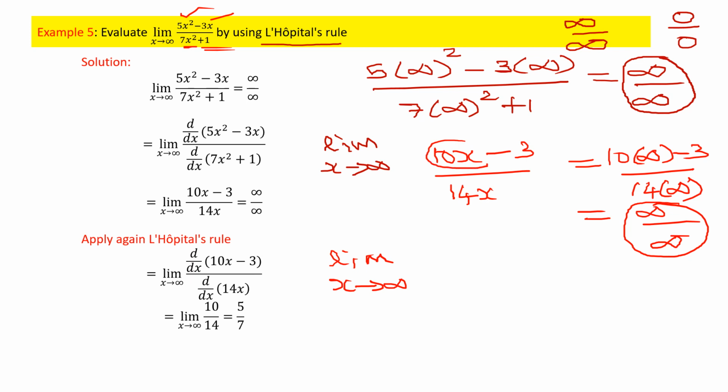So here we have 10x, so the derivative of 10x will be 10, the derivative of minus 3 will be 0, and the derivative of the denominator 14x will give you 14. So I have 10 over 14. If you see here, there is no x to substitute, so you have only 10 by 14. It is a constant function, so just cancel 10 and 14, that will give you 5 over 7. So the answer for this question is 5 over 7.